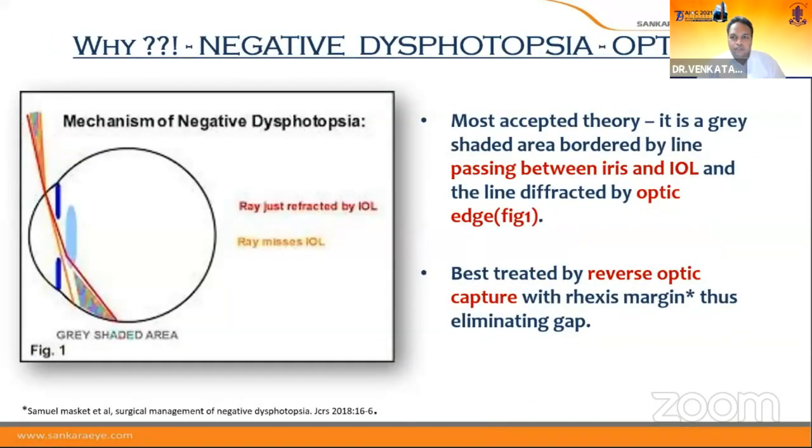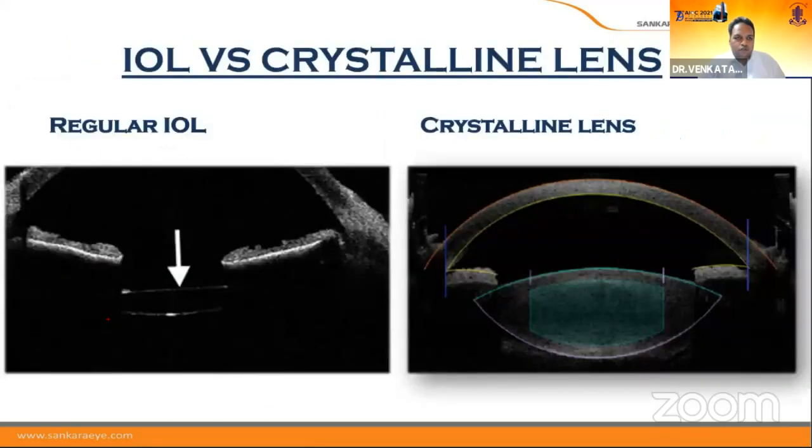Why does it happen? Coming to the basic optics of negative dysphotopsia, it is the gray shaded area formed by the line that is passing in between the iris and the intraocular lens, and the ray that is refracted by the optic edge. So the main culprit here is the gap between the iris and the optic. If you want to deal with negative dysphotopsia, you have to eliminate this gap between the iris and the intraocular lens, as seen in the OCT. Here is a crystalline lens, but we don't see any gap here, so we don't have any dysphotopsias.